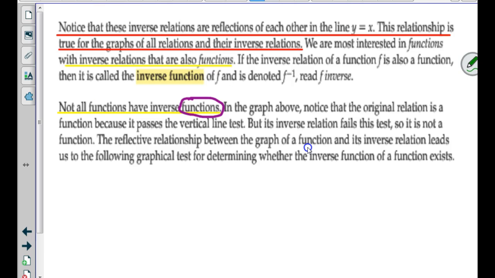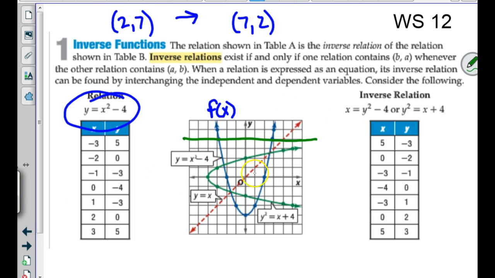All right. So notice these inverses. Oh, we didn't talk about that. They are reflections of each other over this red line. Anybody know the equation of that red line? It's even written right there. That's the line y equals x. So they're reflected across the line y equals x because we literally do what with the x and y?